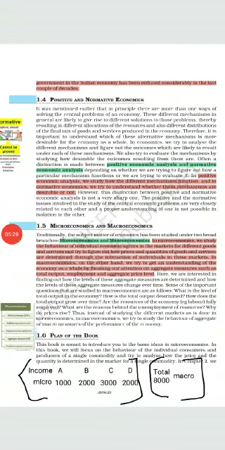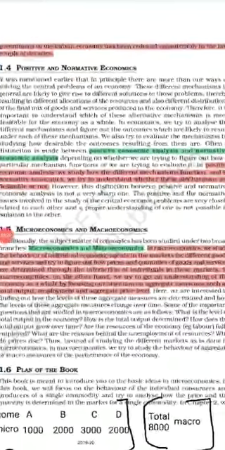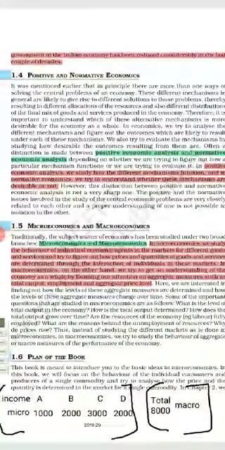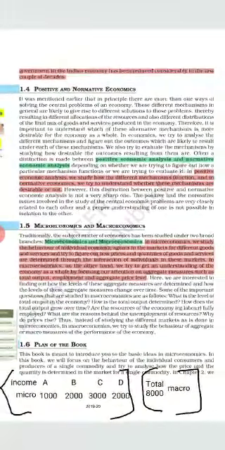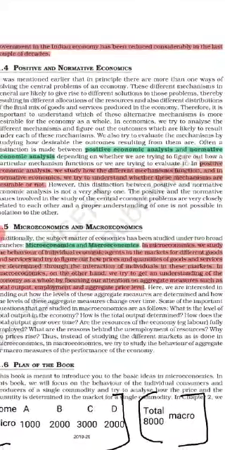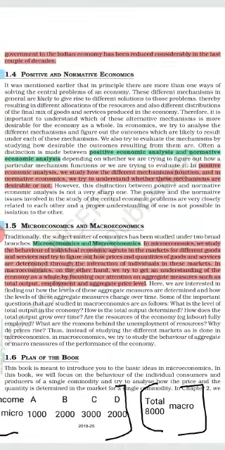In positive economics, we study cause and effect through facts and figures. And in normative economics, we give suggestions on how to solve the problems. So, positive and normative economics are very much related to each other. The difference between them is not very sharp.